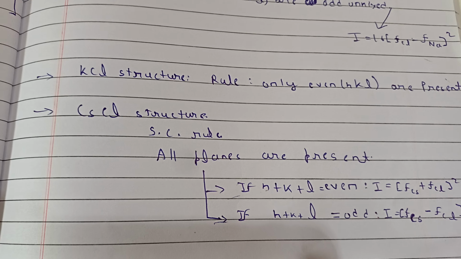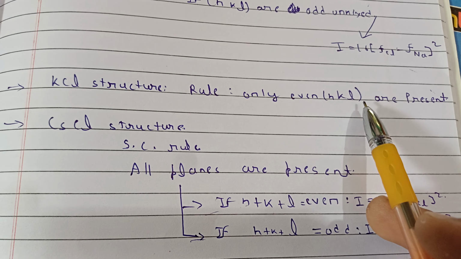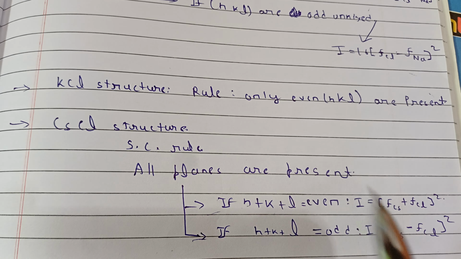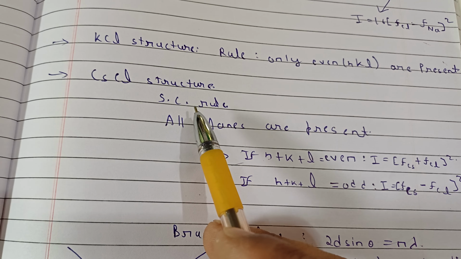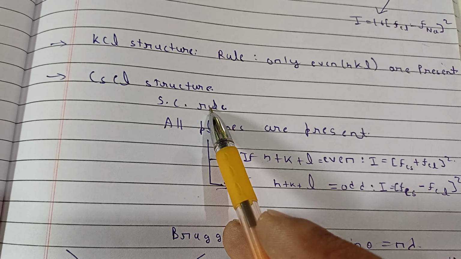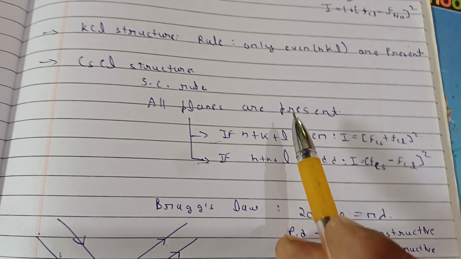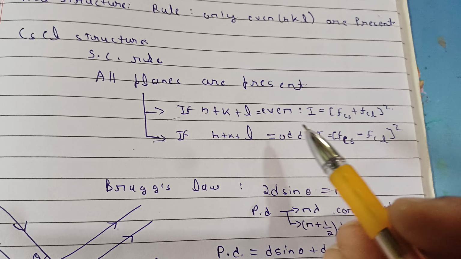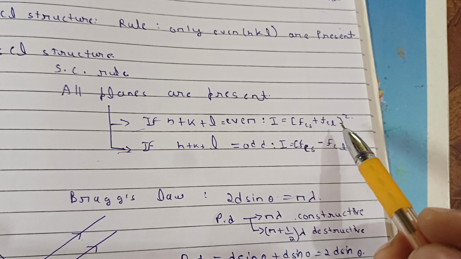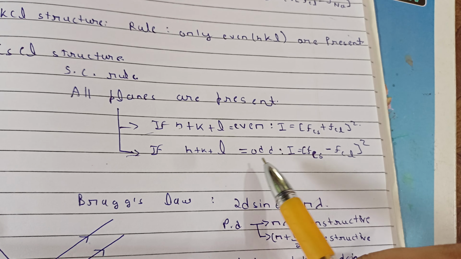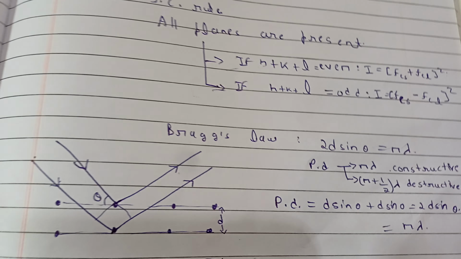Now for the KCl structure, the rule is that only even hkl planes are present. This means when all are even, only those planes are present, otherwise other planes are absent. For the CsCl structure, it follows the simple cubic rule. Just remember that it follows the simple cubic rule, and in simple cubic, all planes are present. You know that, I already proved this. So how can you find the intensity? If h plus k plus l is even, the intensity will be (f_Cs + f_Cl) whole squared. If h plus k plus l is odd, then I will be (f_Cs − f_Cl) squared. So remember these formulas, very important.